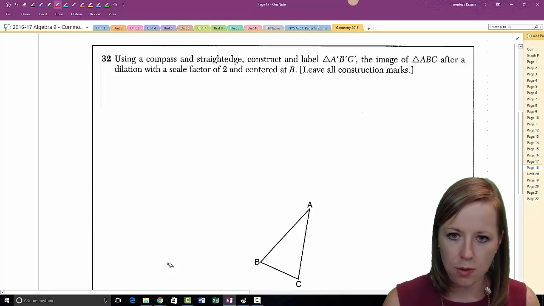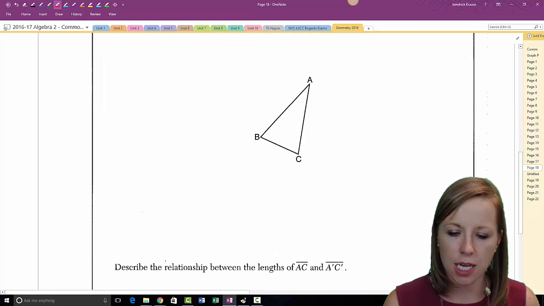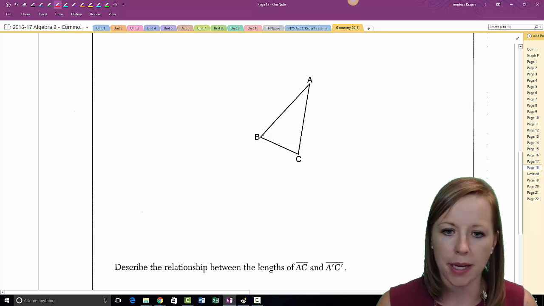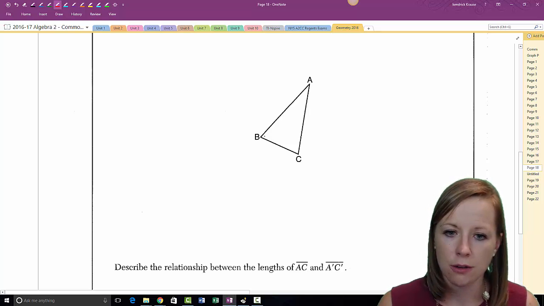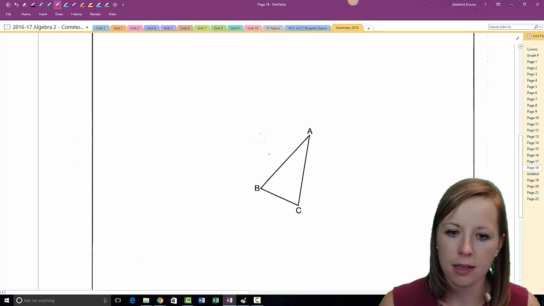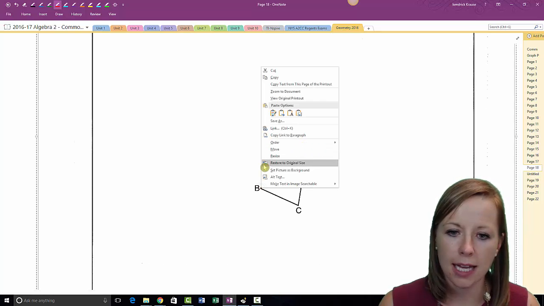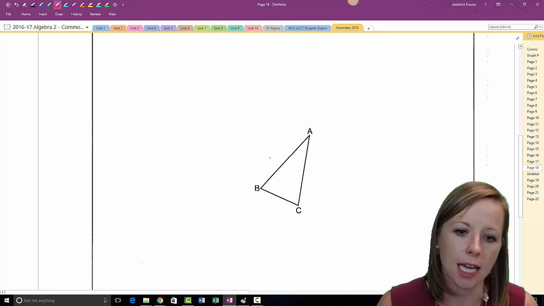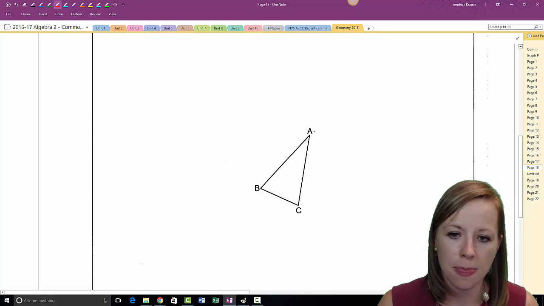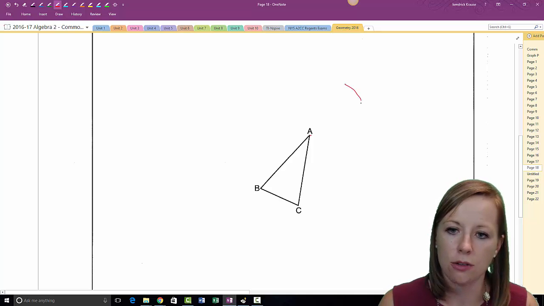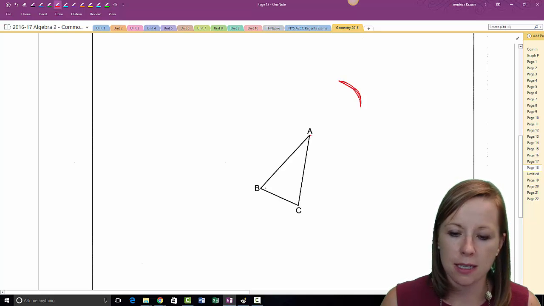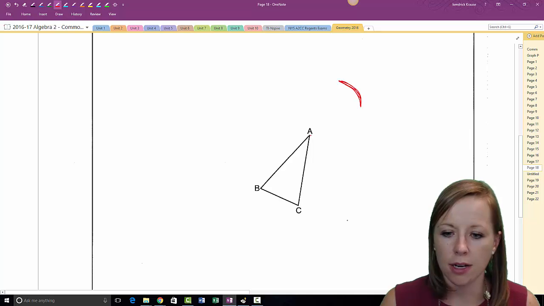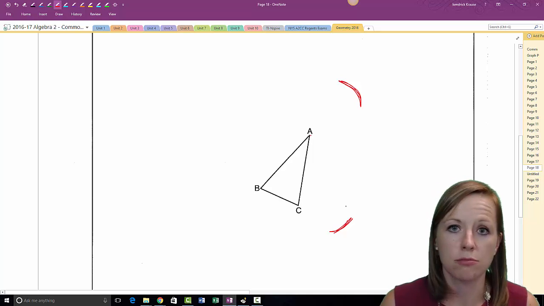So down here, you would want to take your compass and measure from B to A. If you're going to dilate it by a scale factor of 2, you're doubling it in size. So you go from B to A and measure, then from A you make an arc over here somewhere, which is the same distance. Then you measure B to C and double that one, and that's going to be here. And then you connect those.